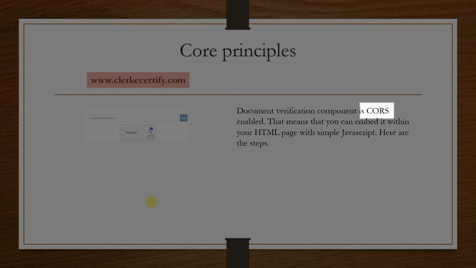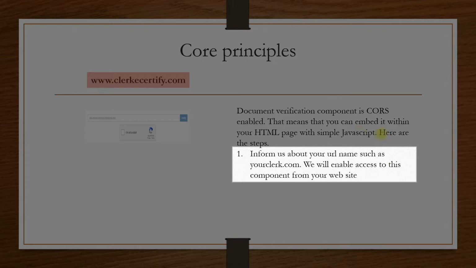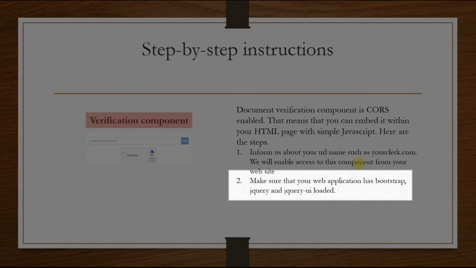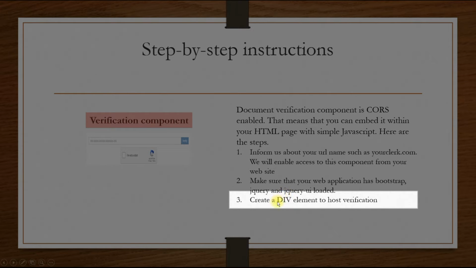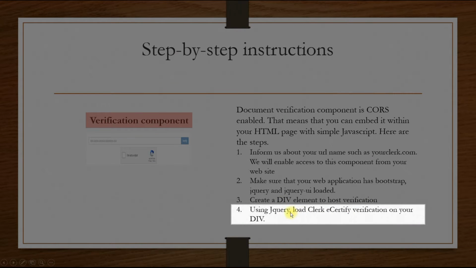Document verification is a CORS-enabled component. That means you can embed it with JavaScript in your web portal. The first step is to inform TRIEDATA about your URL address. TRIEDATA needs to enable access to the verification component for your website. Second is to make sure you have Bootstrap, jQuery, and jQuery UI loaded in your application. Third is to create a div to hold the element. And fourth is to copy and paste a few lines of JavaScript code. That's it.